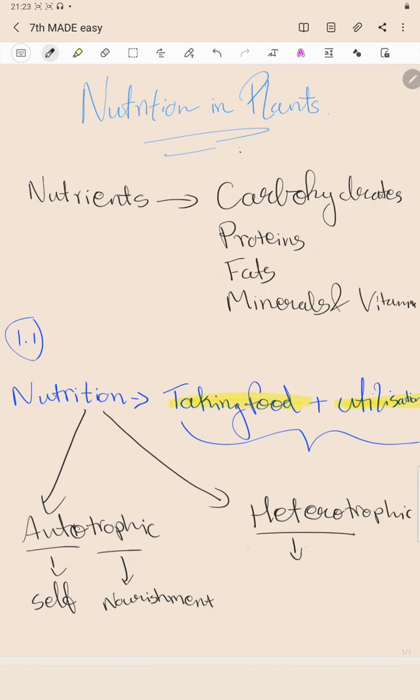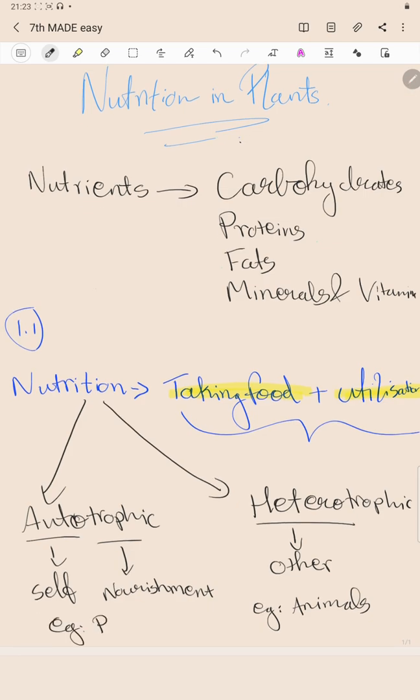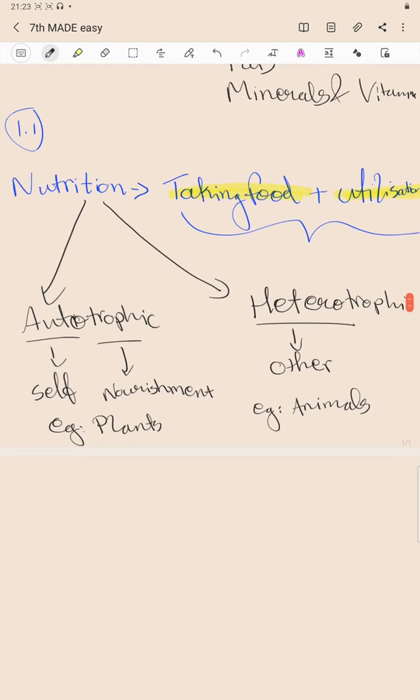Now hetero means other. Organisms which have heterotrophic nutrition will depend on other organisms for their food. So this includes animals. The example for autotrophic nutrition is plants generally. Plants can prepare their own food, animals cannot prepare their own food, they depend on other organisms. Organisms which follow autotrophic nutrition are called autotrophs. So plants are autotrophs and animals are heterotrophs because they have a heterotrophic mode of nutrition. They depend on other animals or other organisms or plants for food.